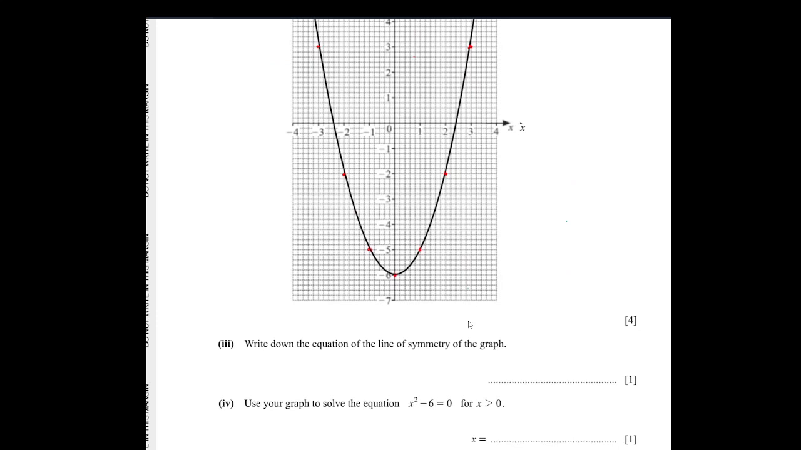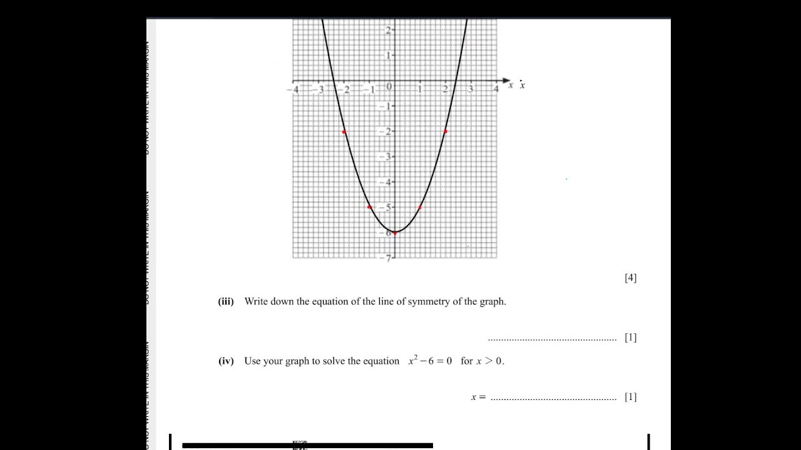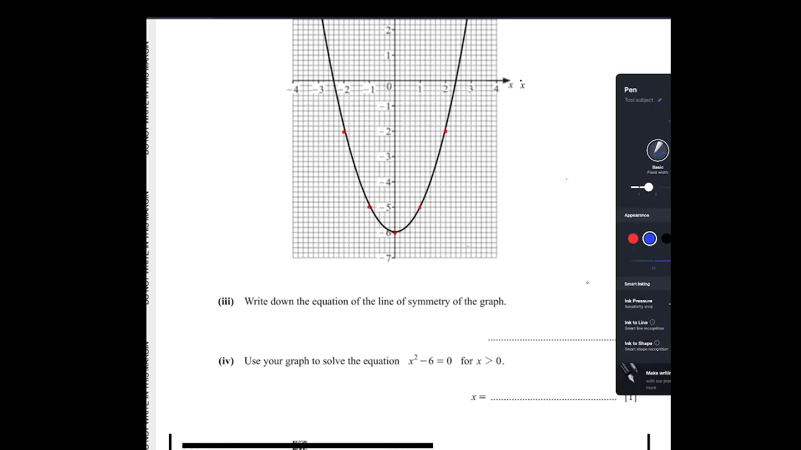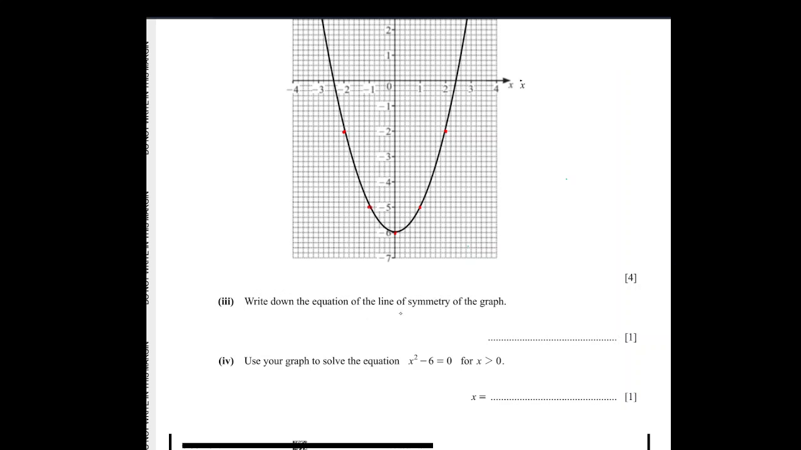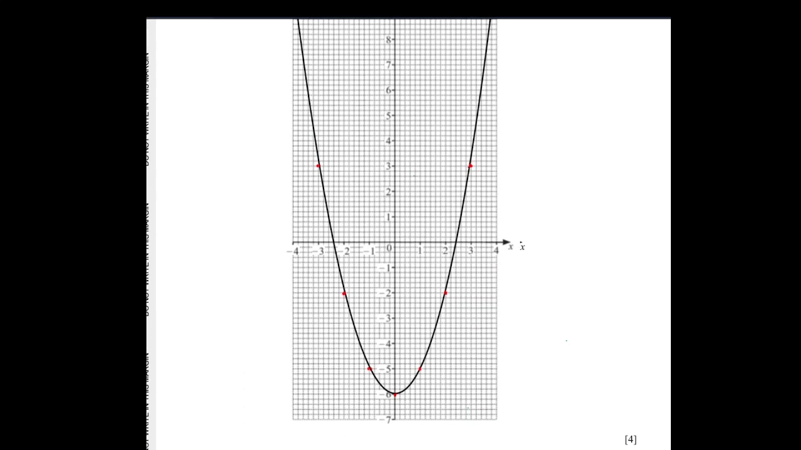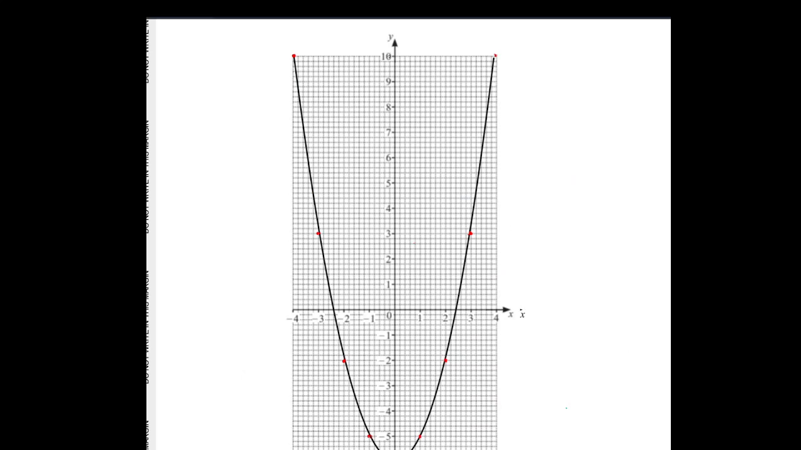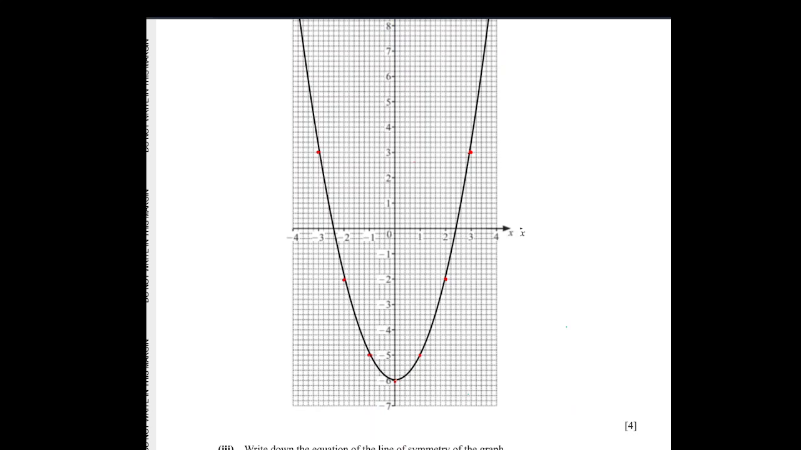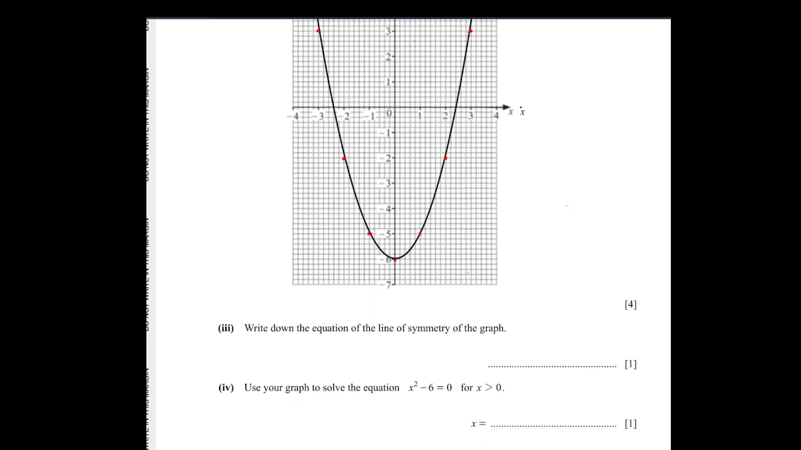Now related to this graph, we have 2 more questions here. Question number 3: write down the equation of the line of symmetry of the graph. Now the line of symmetry is a line which exactly passes through the center of the graph. So this line of symmetry, when you see here, is the y-axis. This is the line going through the center here. So what is the equation for the y-axis? It is x = 0.